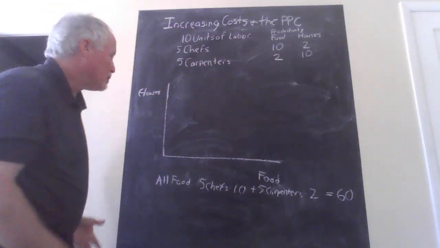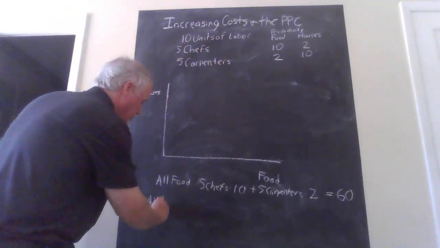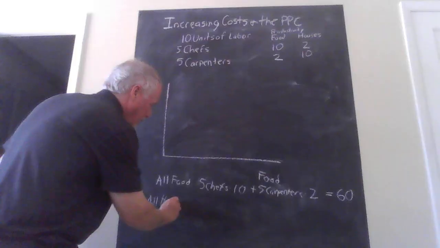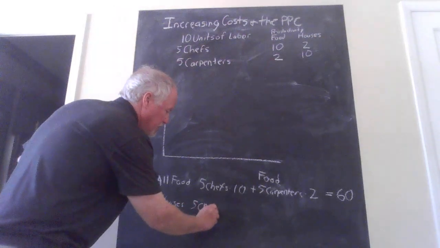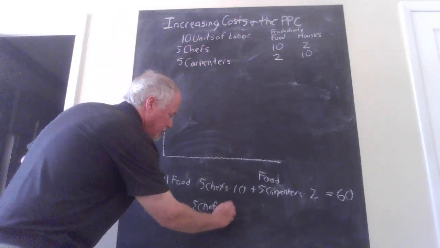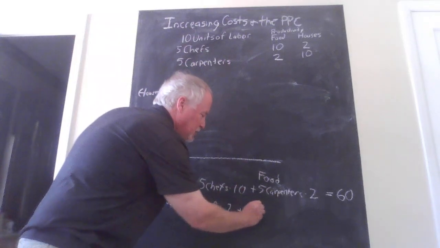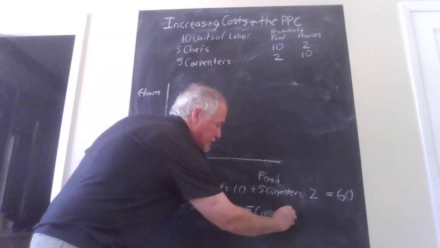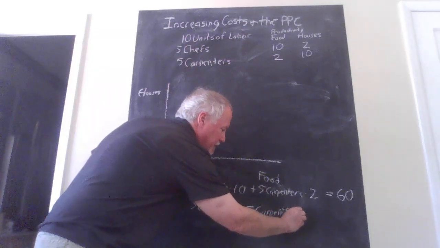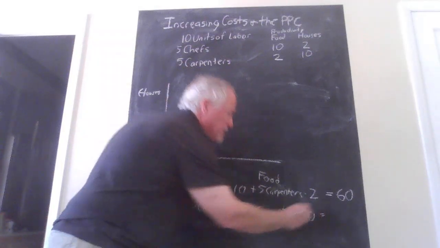Now, suppose you put all of your resources into producing houses. Well, our 5 chefs would only be producing 2 each. And then the 5 carpenters, well, now they're doing what they're trained to do. Carpenters are more productive, times 10, not 2. But that still gives us 60.